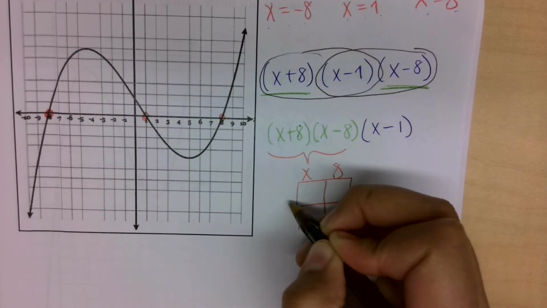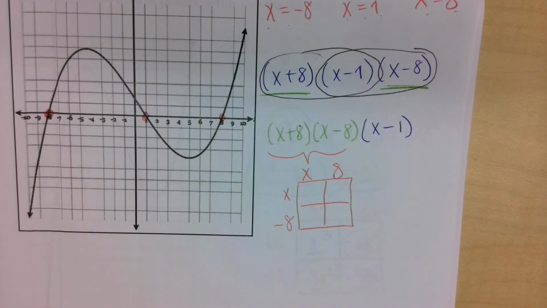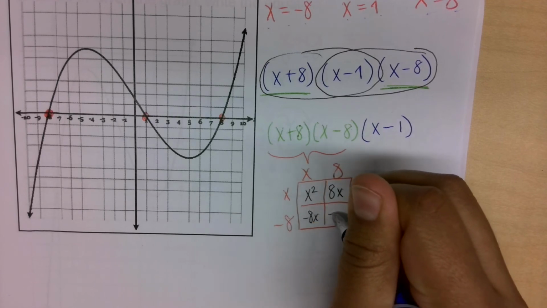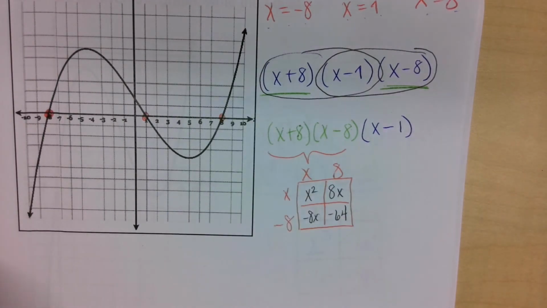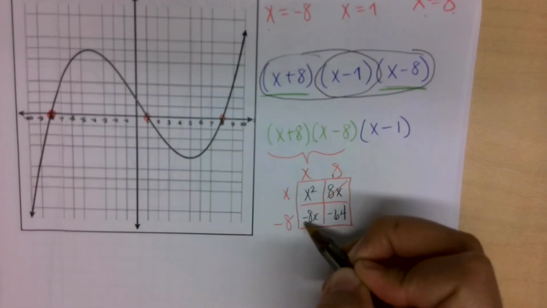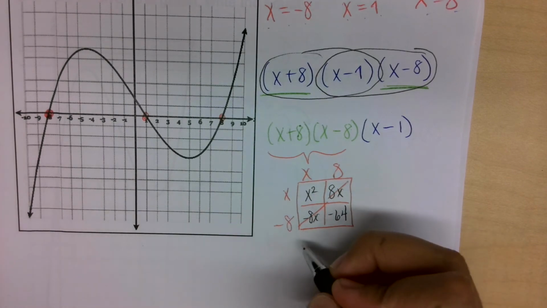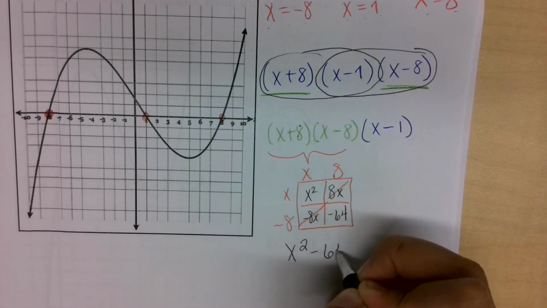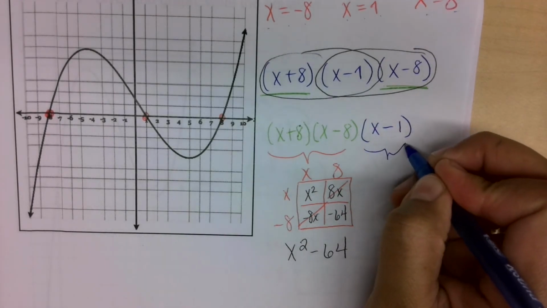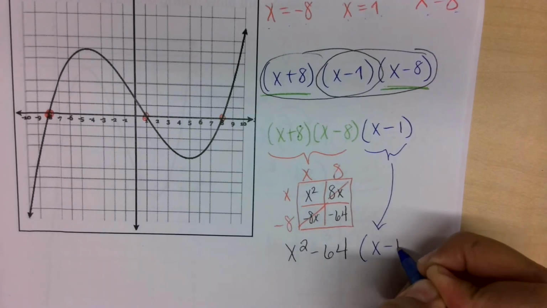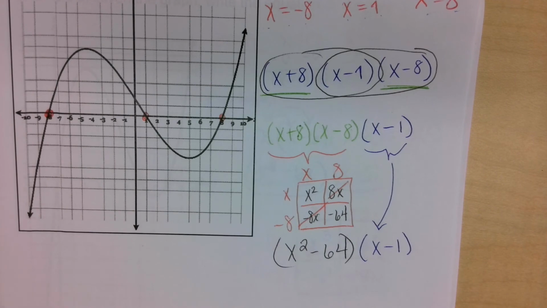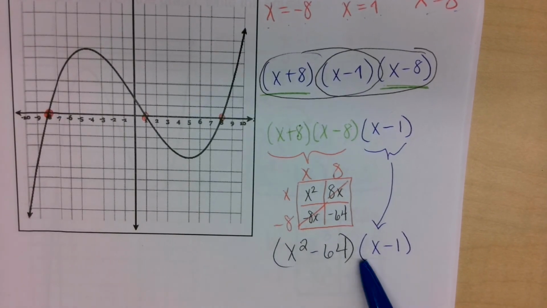x plus 8, x minus 8. So we're going to have x squared, 8x, negative 8x, negative 64. And this is why I chose to do that strategy, because what happens to this 8x and this negative 8x? It cancels out. So when I simplify this expression, x squared minus 64, it turns out to be a binomial. And it makes my life just a little bit easier when I multiply it by the x minus 1, because now we have a binomial times a binomial.